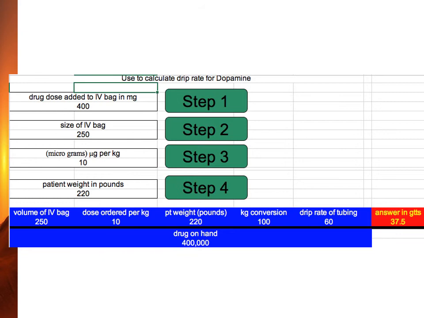Here is an example of an Excel spreadsheet that I use to calculate drug dosages with dopamine. I'll put in the amount of drug, which is 400 milligrams, the size of the IV bag, the dose for the patient's weight. We'll have to multiply that times the tubing size, and then that tells me the amount of drops per minute.